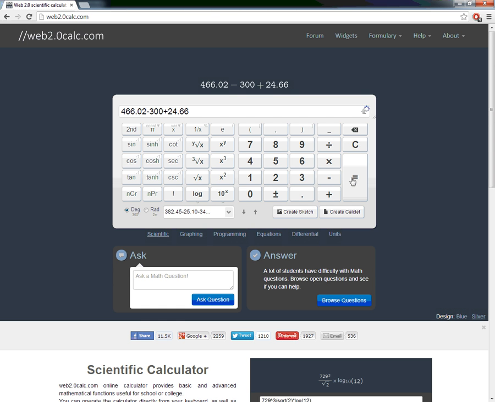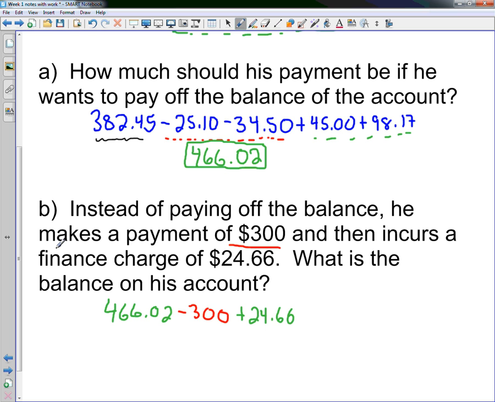Okay. So we have $190.68. So let's go ahead and see where we're at. So this is going to equal $190.68 will be what he's left over with. So we're going through some addition and subtraction of an account with making payments and buying things.